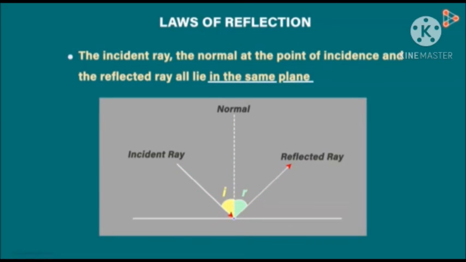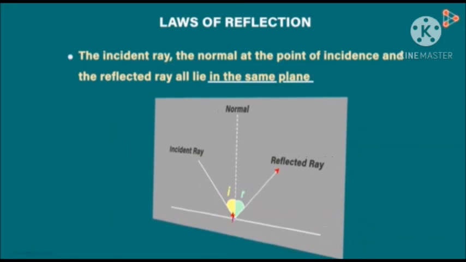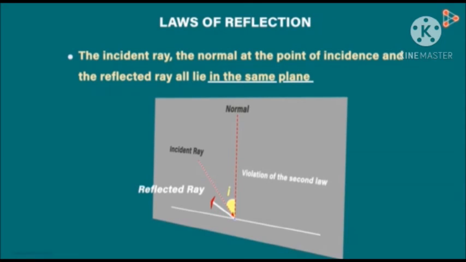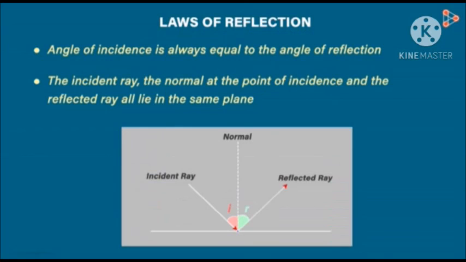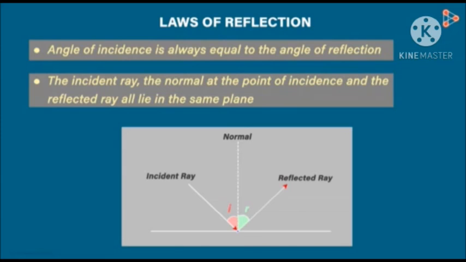For example, if the direction of the incident ray is moved, then the diagram will look like this. The incident ray and normal are placed on the paper, but the reflected ray will not be on the paper. This will violate the law of reflection. So, this is not possible. And it is always like this. So, i will always be equal to r, and they will lie on the same plane. I hope both the laws are clear now.